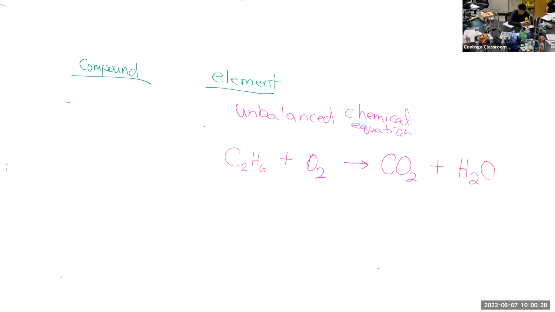So, the first thing that I did was find out what we have. What are the different elements that we're working with? Carbon, hydrogen, and oxygen. Okay, so we have carbon, hydrogen, and oxygen. This is called our reactant side. These are things that are going to react to make what we want. This is called our product side.